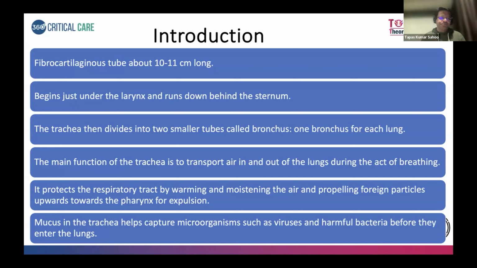act of breathing. It protects the respiratory tract by warming and moistening the air and propels foreign particles upward towards the pharynx for expulsion by coughing out. Clear? Now, mucus in the trachea also helps capture microorganisms such as viruses and harmful bacteria before they enter the lungs. These are the first few lines about the trachea.